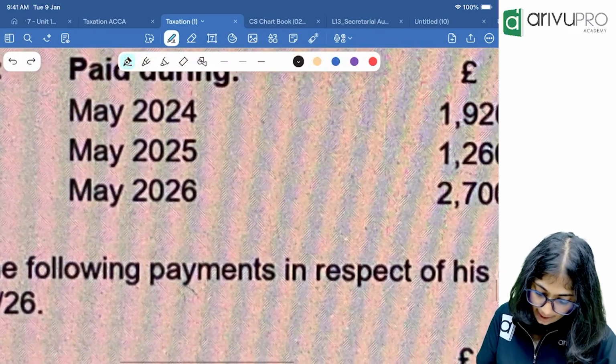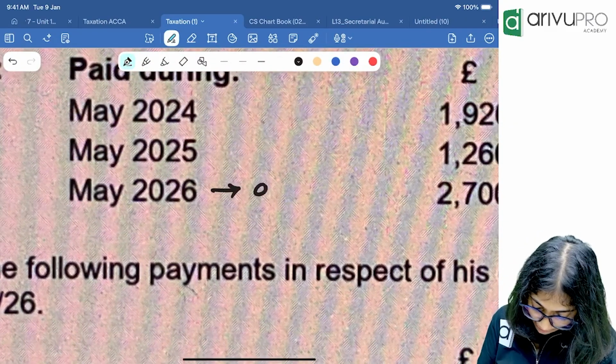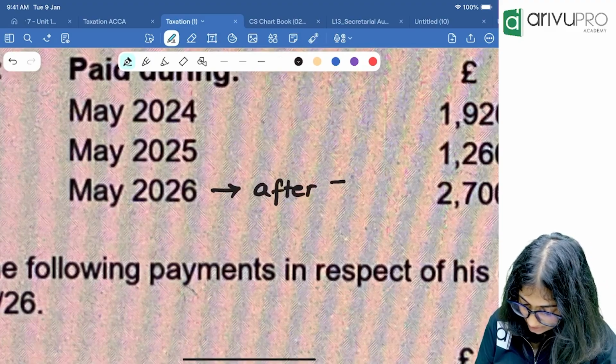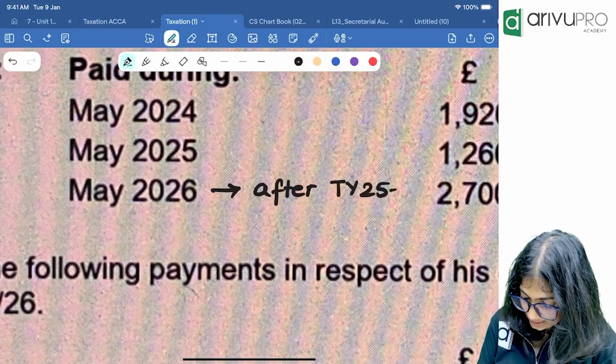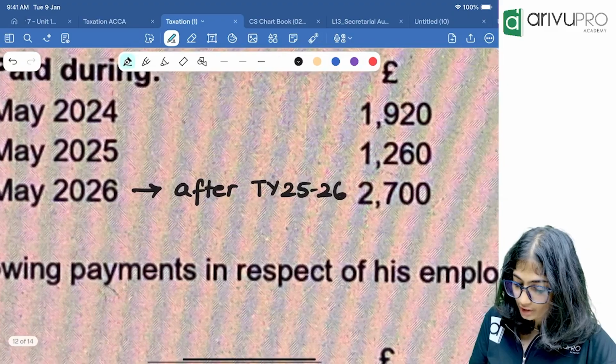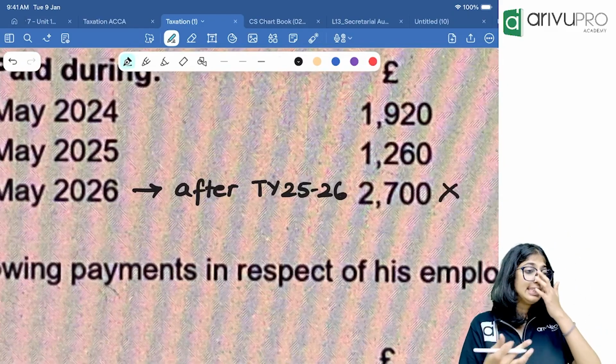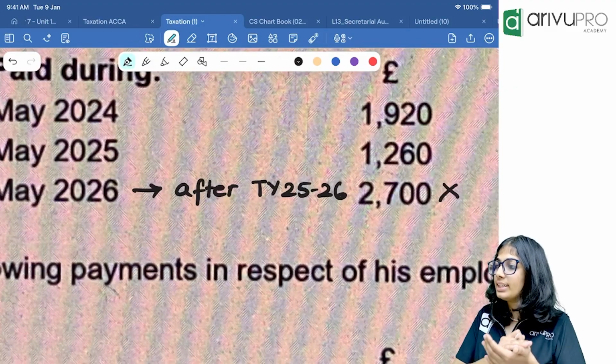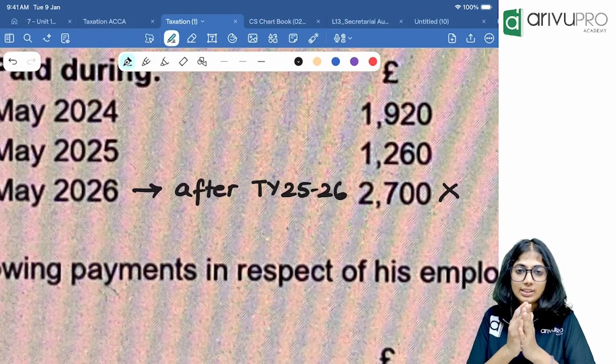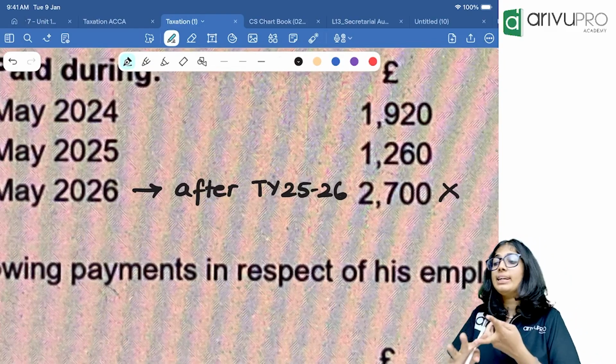He is getting paid after tax year 25-26, so this part is not included. It is on a receipts basis, guys. Receipts basis basically means whenever you receive it, or the earliest of whenever you receive it and when it is actually due.